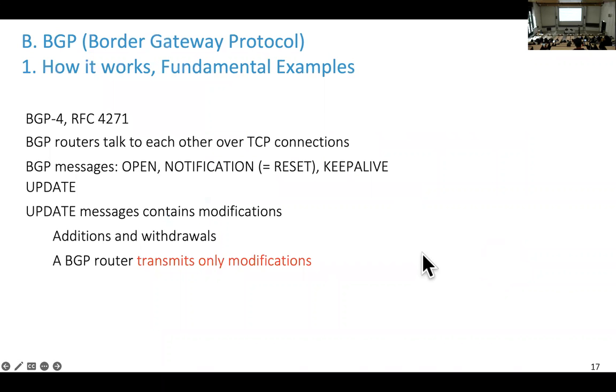Until now, we have seen what BGP does, and now we will dive in and see how BGP works exactly. The version of BGP that we are talking about is BGP version 4, and this is a link to the RFC. We have seen that BGP routers talk to each other over TCP connections. So they become peers. They establish a TCP connection with every peer directly.